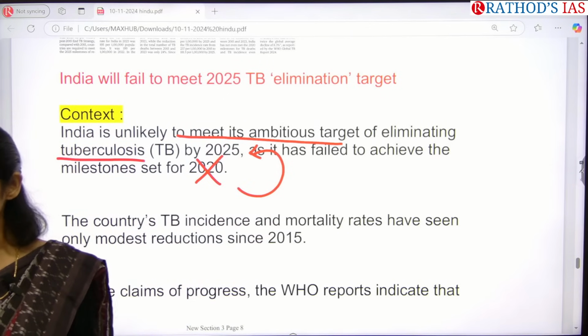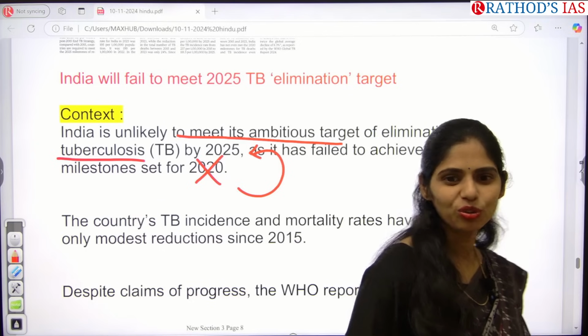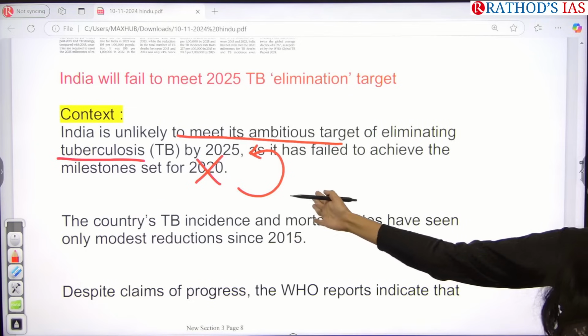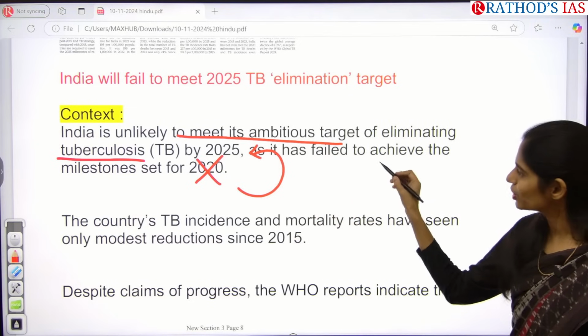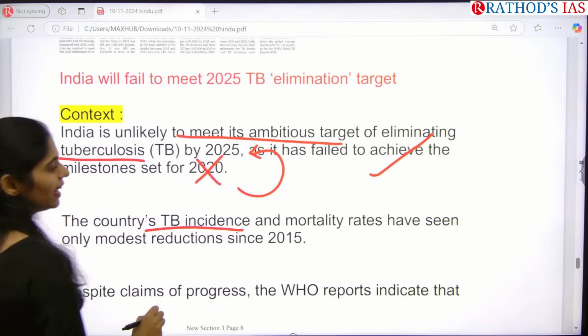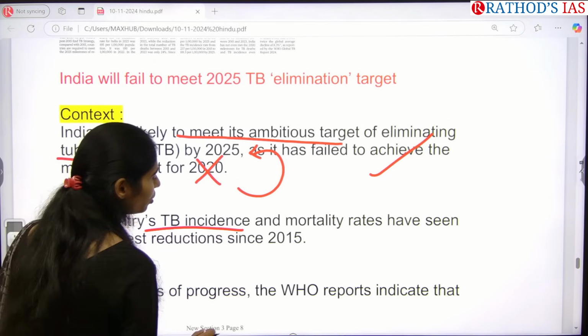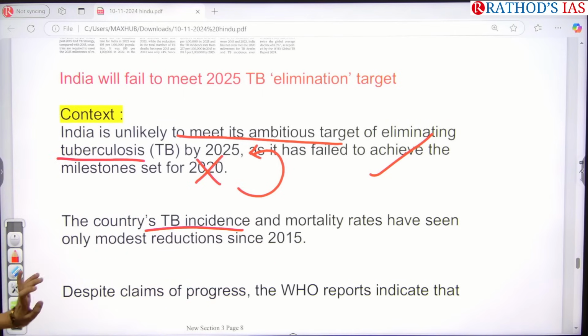Now we are almost at the end of 2024. Within 2 to 3 months, we will be entering 2025. So can we achieve this target of elimination of TB? No. That is what is mainly said here. The country's TB incidence and mortality rates are very high. Because of this, we are not going to achieve this target.